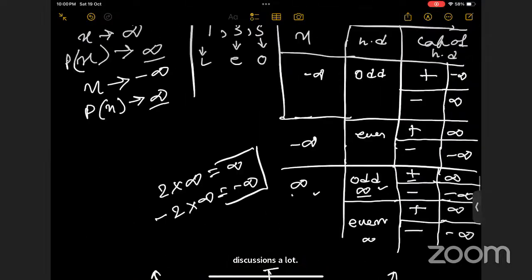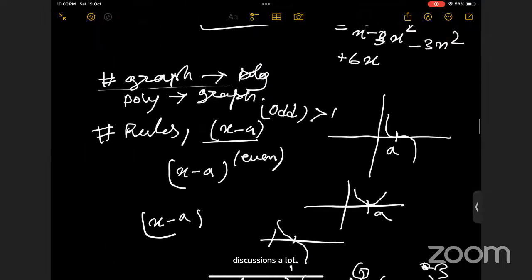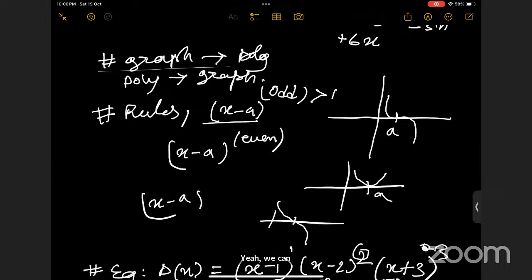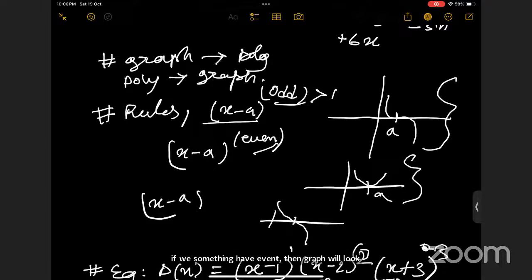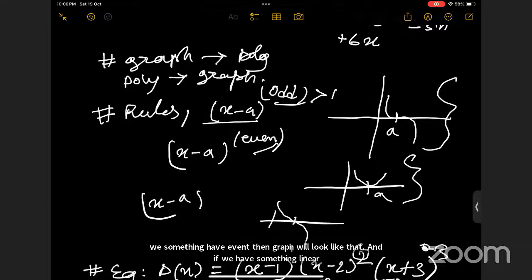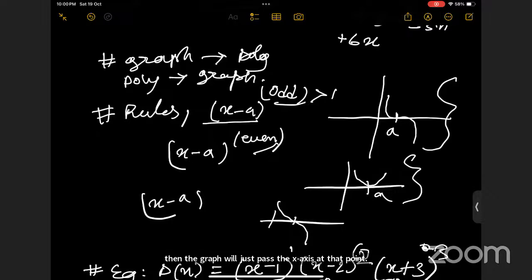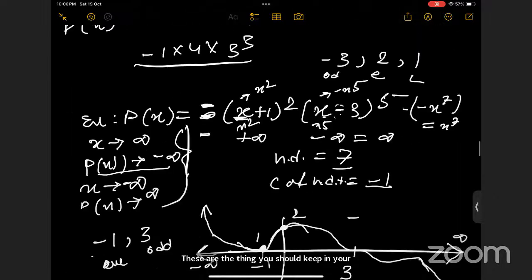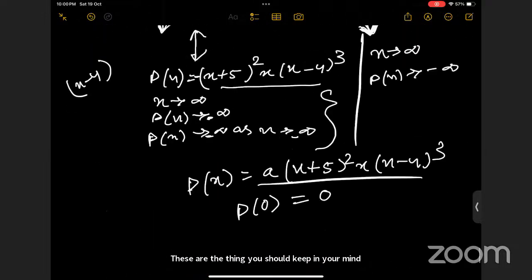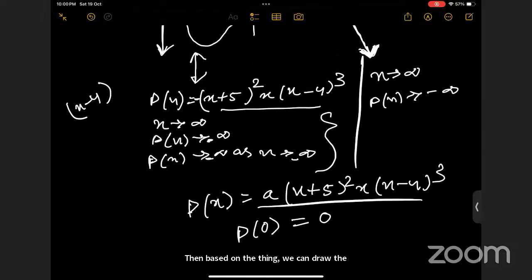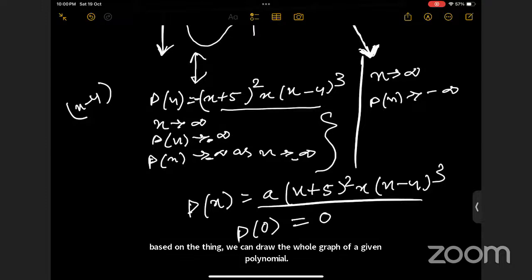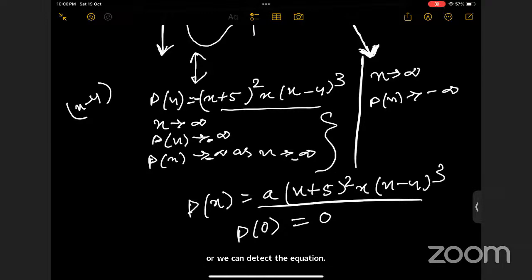So yeah, we can. These are simple. If we have an odd power, then the graph will look like that. If we have an even power, then the graph will look like that. And if we have something linear, then the graph will just pass through the x-axis at that point. These are the things you should keep in your mind. Then based on that, we can draw the whole graph of a given polynomial, or we can detect the equation.